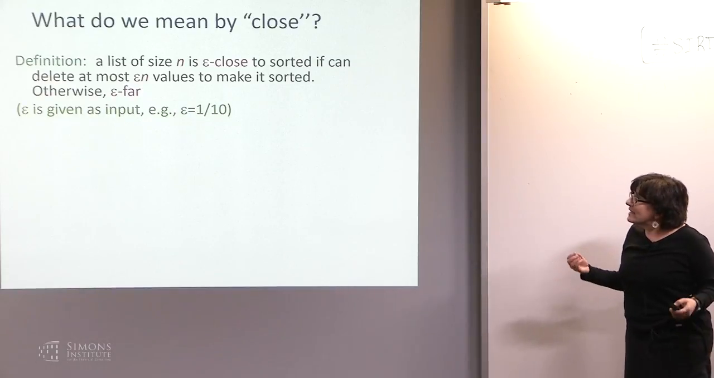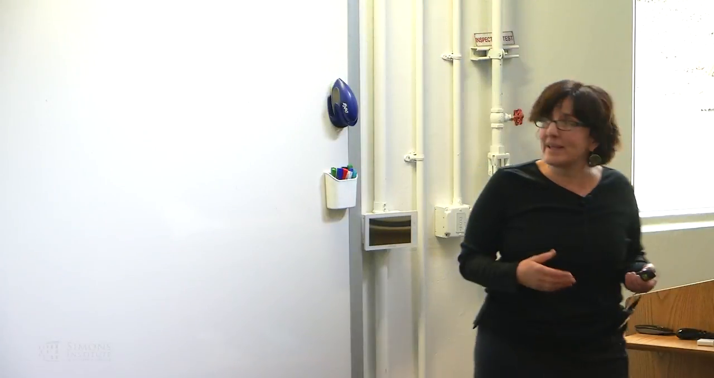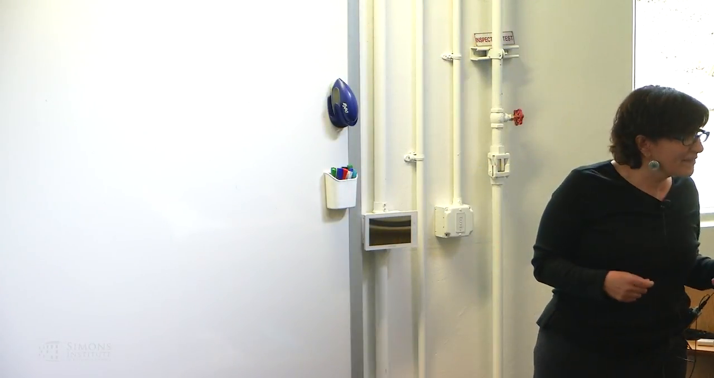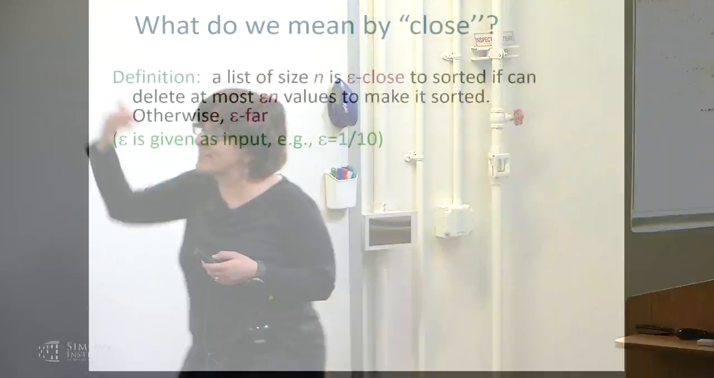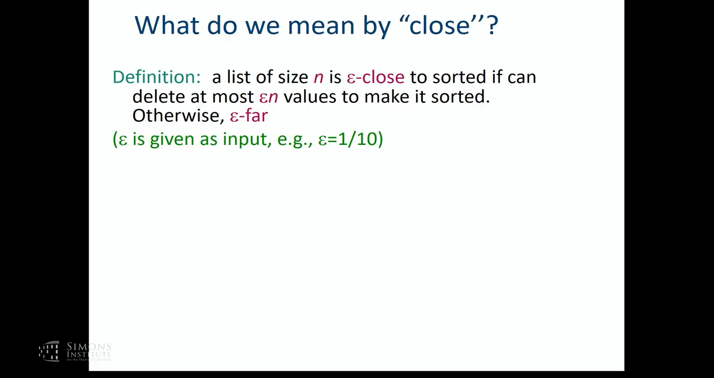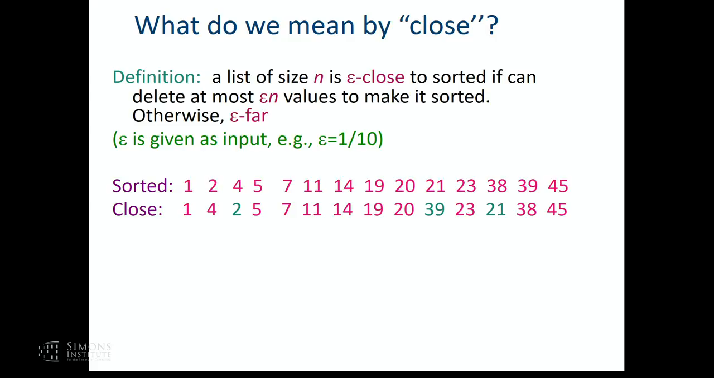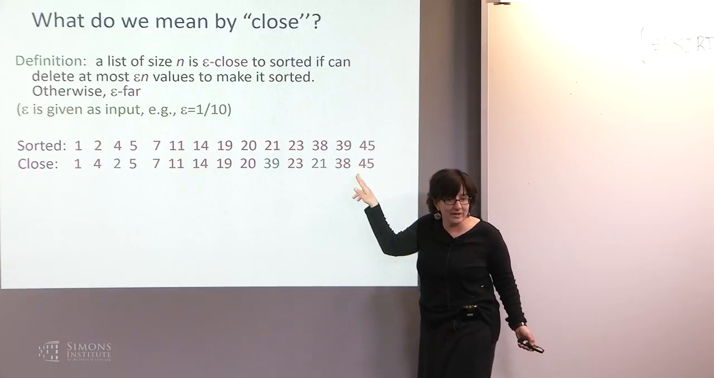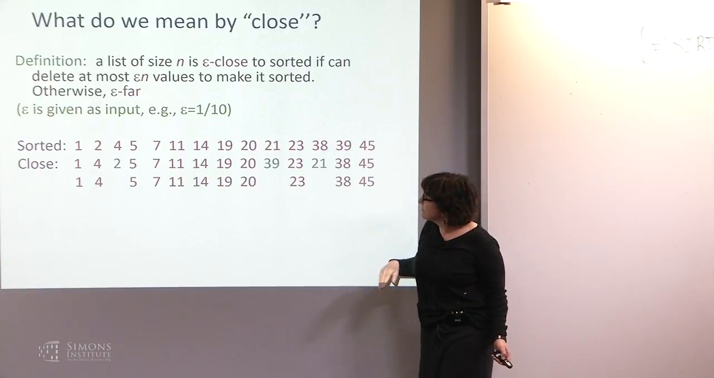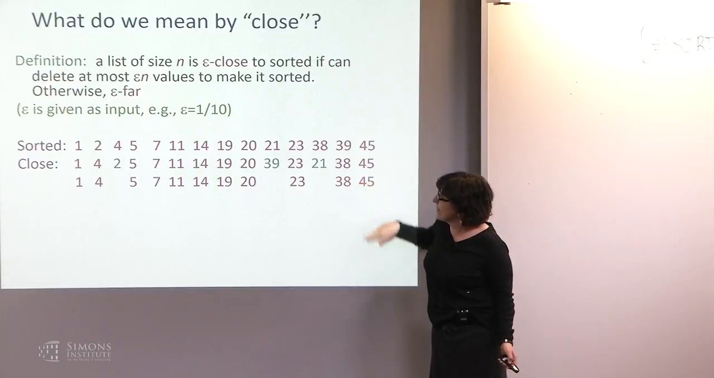I mean that a list of size n is epsilon close to being sorted if I can delete at most an epsilon fraction of the elements to make it sorted. So here are some examples. Epsilon is given to me as an input. Somebody tells me, I want to test if this thing is sorted or at least, say, 1 over 10 far from sorted. Here's a list that's sorted. Here's a list that's close to sorted. If I deleted these three elements, this thing would be sorted. I deleted them, and now that's a sorted list.